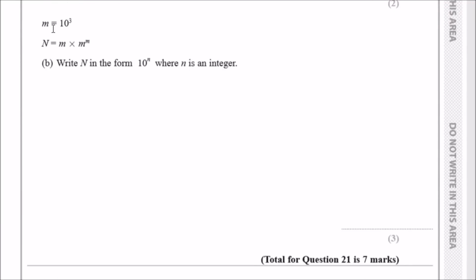So now it tells us that m equals 10 to the power 3. Capital N equals m times m to the power m. And just to make your life so much easier, combine these together. This is m to the power 1. When you times it, you can add the power. So it'll be m to the power 1 plus m. Oh god, that does not help. Write N in the form of 10 to the power n, where n is an integer.